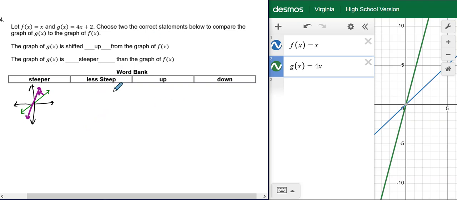If it was less steep, on the other hand, let's compare it to the parent function again. It would be less steep. That means it will go closer to the x-axis, meaning it's going to get pushed down like this. So this is steeper and this is less steep. And in our graph, we can clearly see that it's steeper. So the graph of g of x is steeper than the graph of f of x. It also has another type of shift.